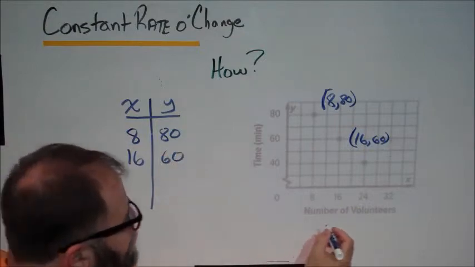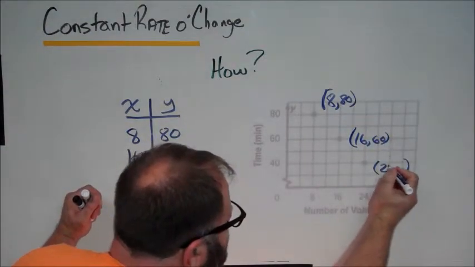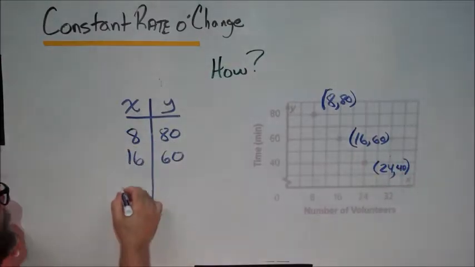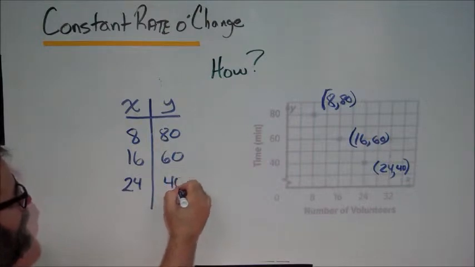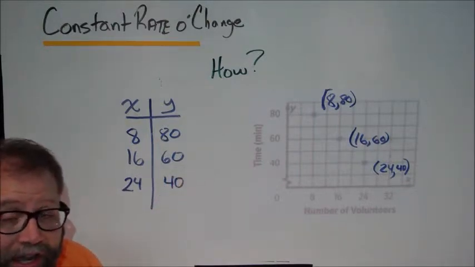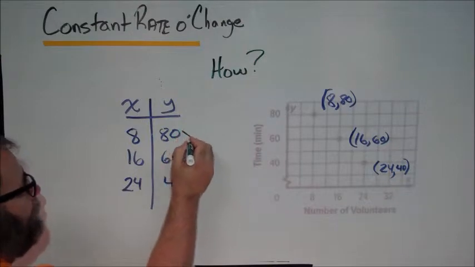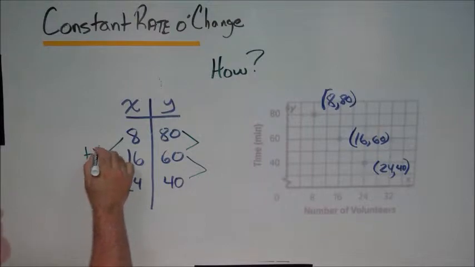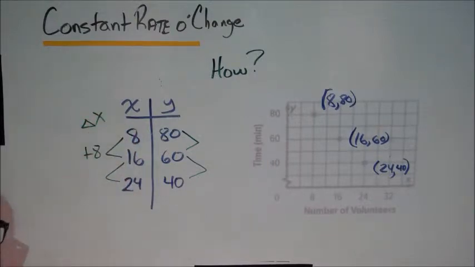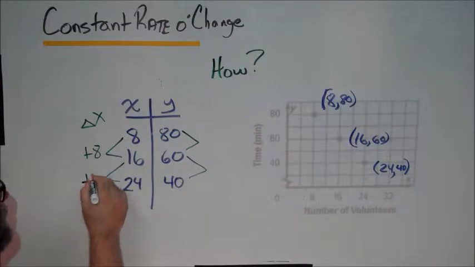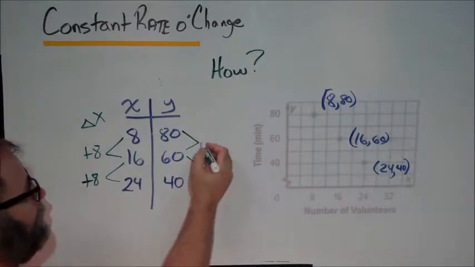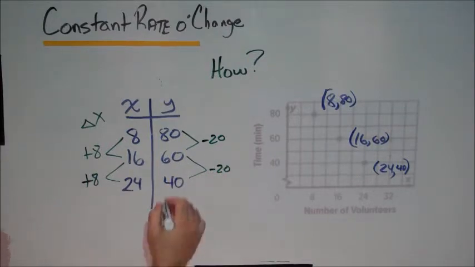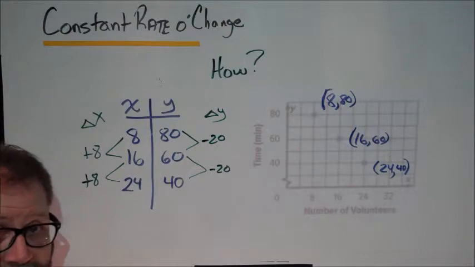16 and 60. This one is 24, that's my x value here, and 40, comma in between, 24, comma 40. Now we'll put the carets in, and the carets will tell us what our rates of change are for our x's and our y's. So this one is plus 8, let me write delta x here. As x changes, it's positive 8, positive 8. Here we've got negative 20 and negative 20. That is my delta y, how y is changing.